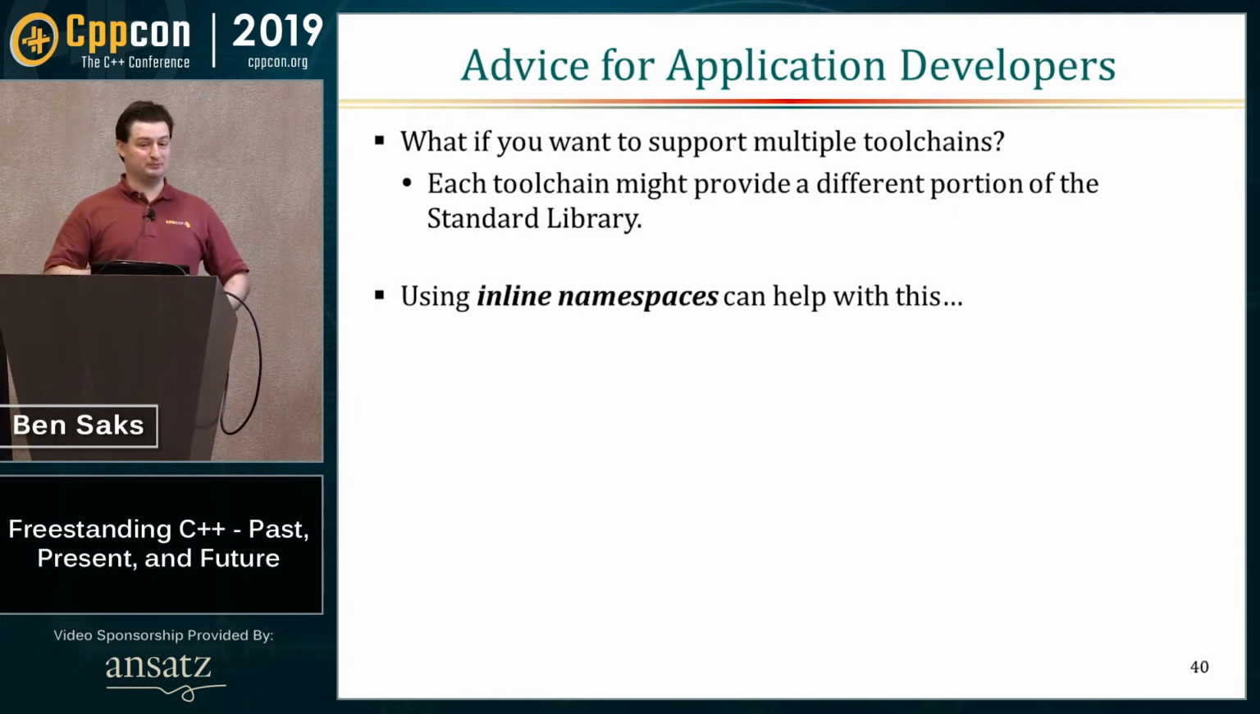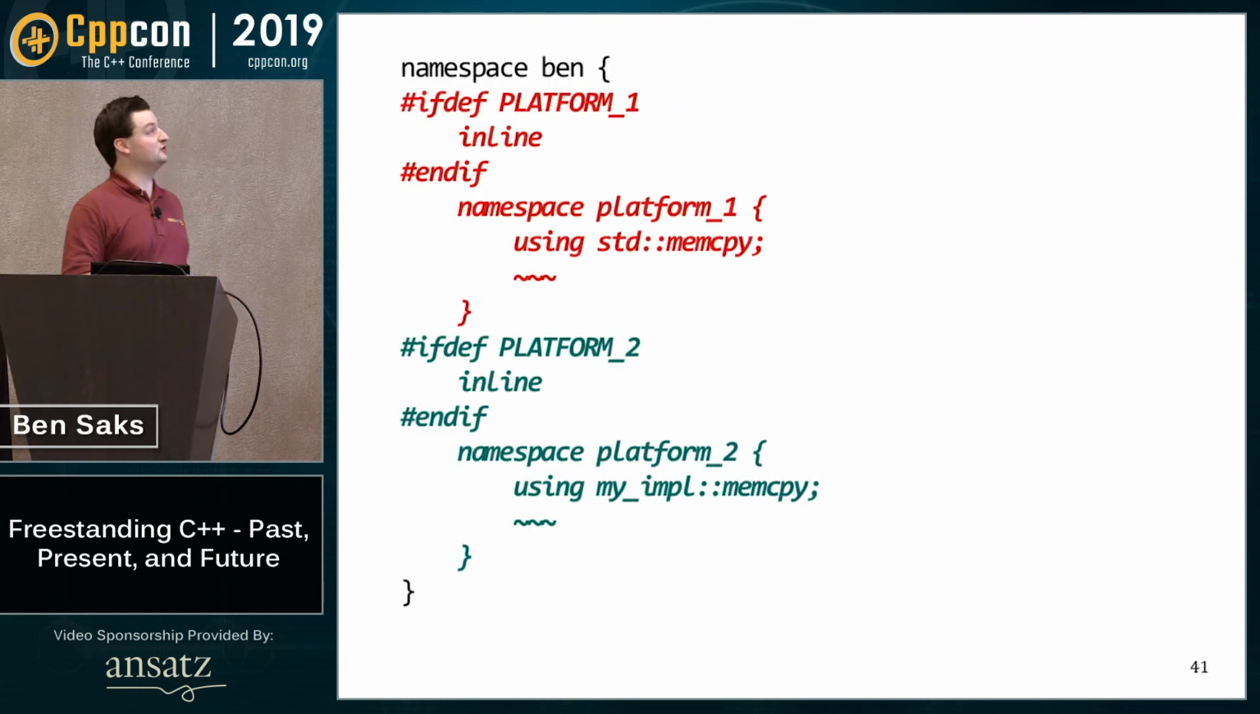Now, what if I have to support multiple different tool chains, and each one of those tool chains provides different parts of the standard library? Something that can help out a bit with that is the inline namespaces feature. So it looks like this. You'd write one header file. It would have your namespace, Ben, or whatever you choose to call it in your case.